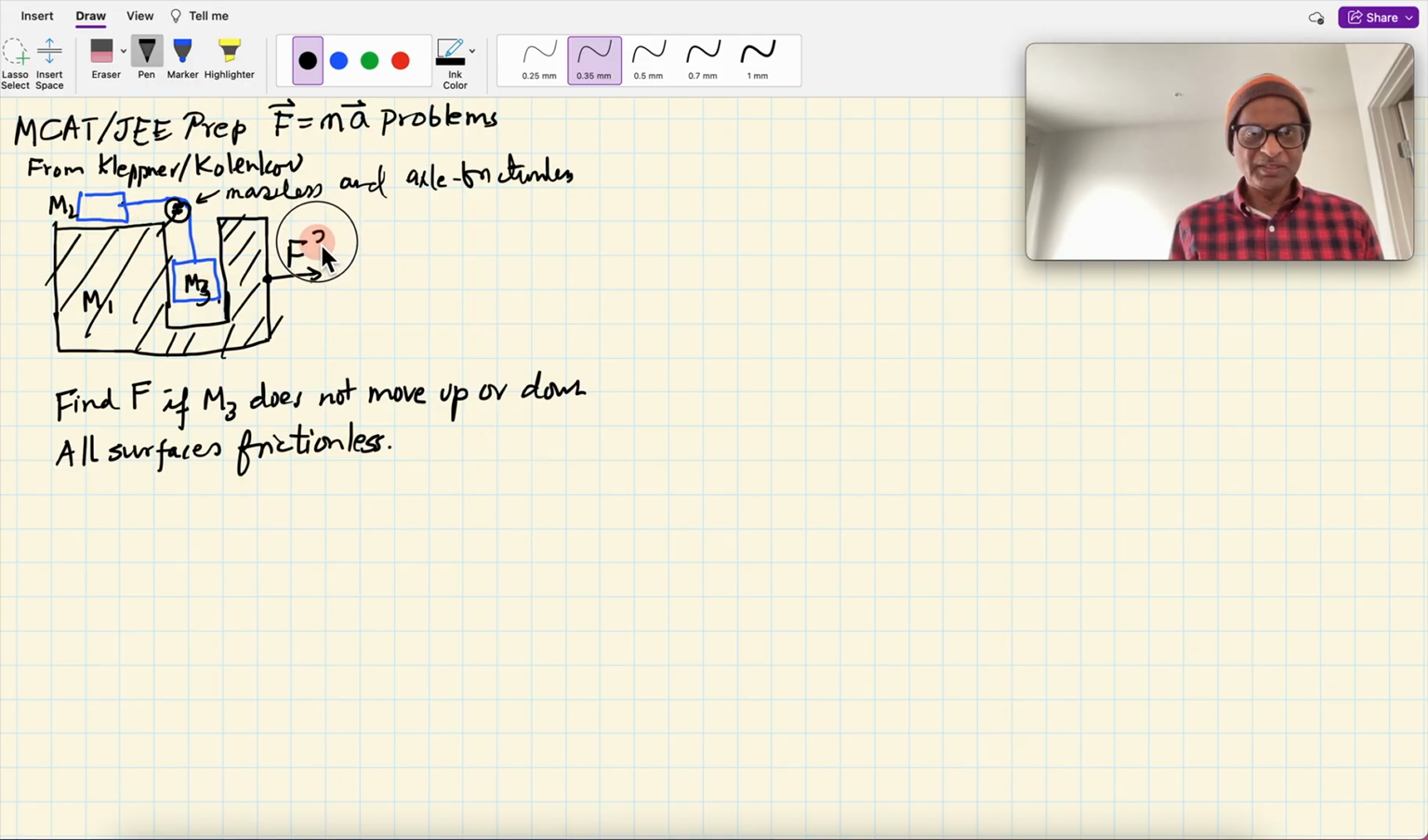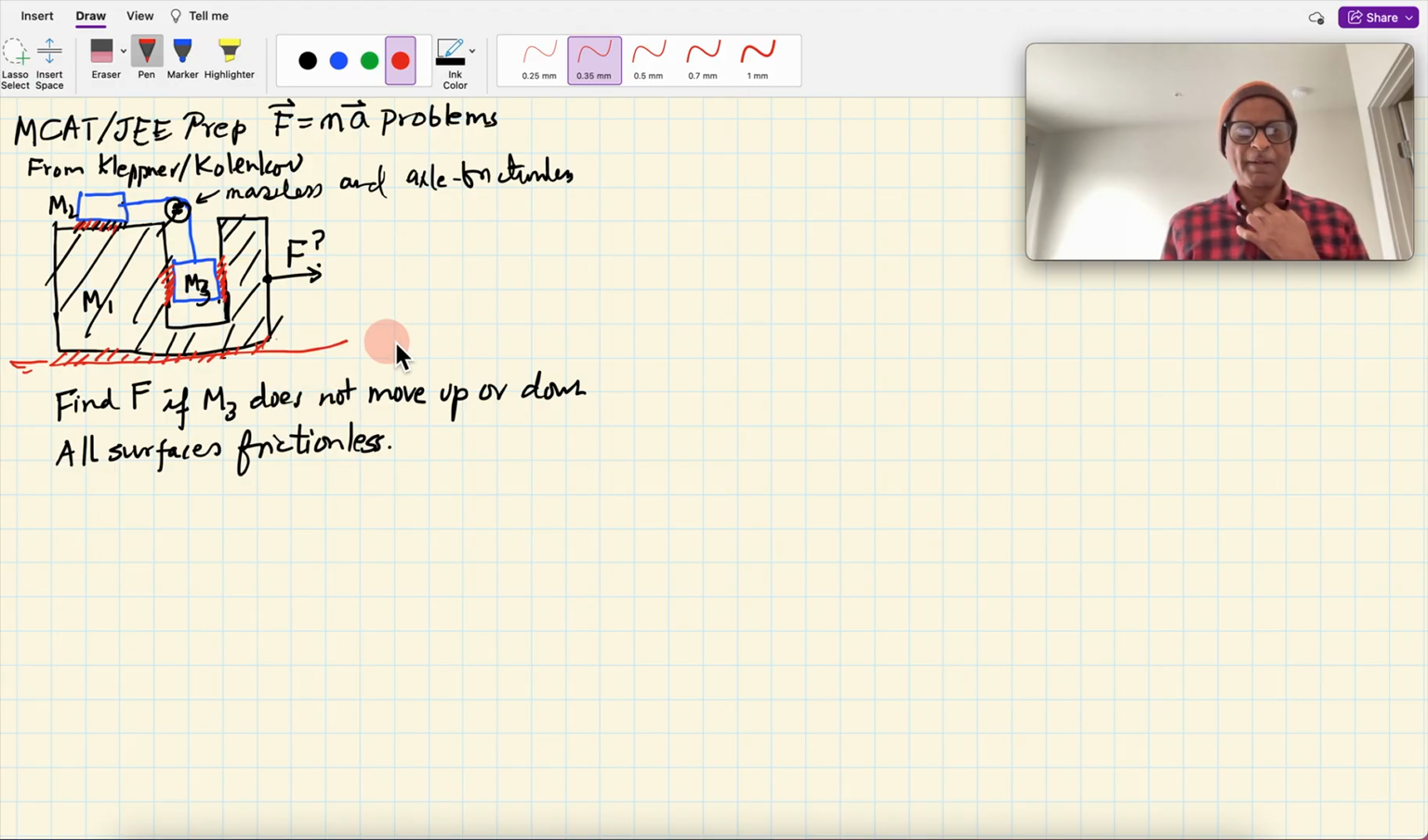So the question is, what is this force F if this guy neither moves up nor down? There's a surface of contact here, and potentially a surface of contact here, and this side could also be a surface of contact. So these are all frictionless surfaces. You might say there's another contact surface here, maybe it's on a floor. So that's also frictionless. So all four contacts are frictionless, and this is horizontal.